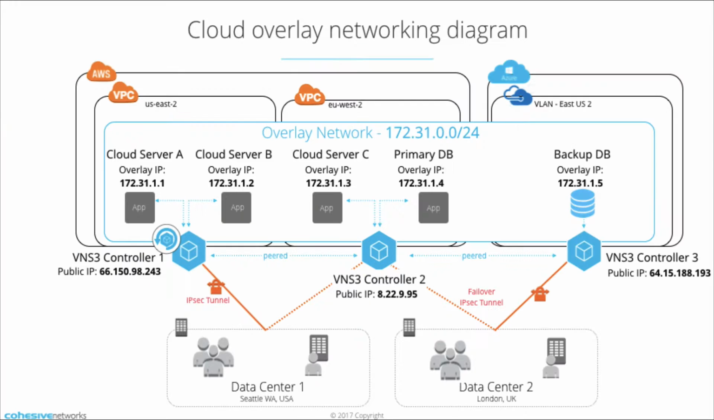Looking at a larger diagram, you can see here that the data center in Seattle can connect to both the VNS3 controller public IP address, the 66.150.98.248, or the overlay IP in the AWS cloud, the 172 IP range. So let's look at this in real life.